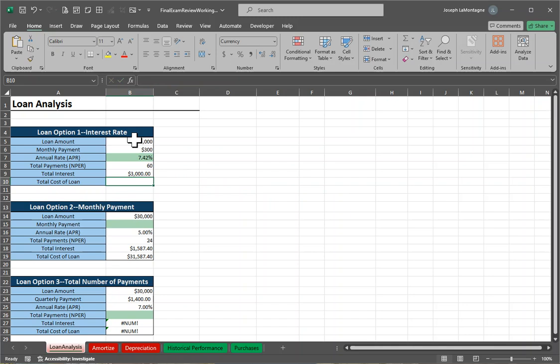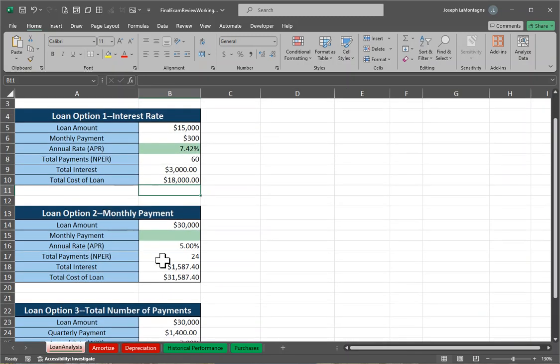And then the total cost of the loan will be equal to the loan amount that was taken out, and we'll add that to the total interest. So the total cost of this loan was $18,000. So that is if you're looking for the interest rate. The next one we can do is option 2. I'm going to zoom in just a little bit closer.